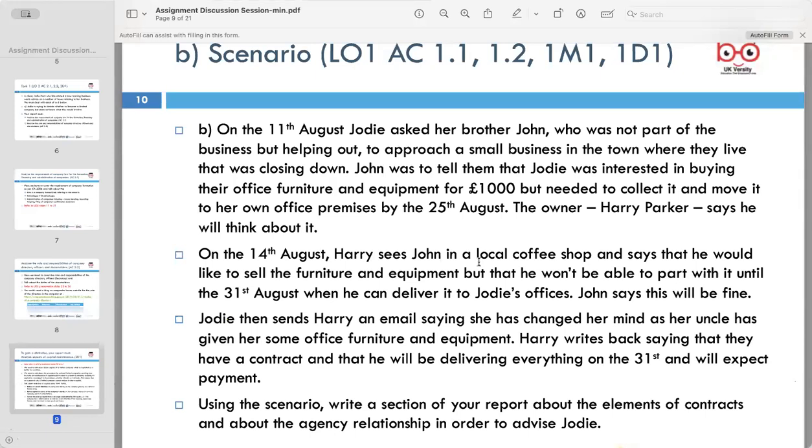So Harry said he cannot part with it until August 31st, when he can deliver it to Jody's office. John approves of this. Jody subsequently emailed Harry that she had reversed her decision due to receiving office furniture and equipment from her uncle.